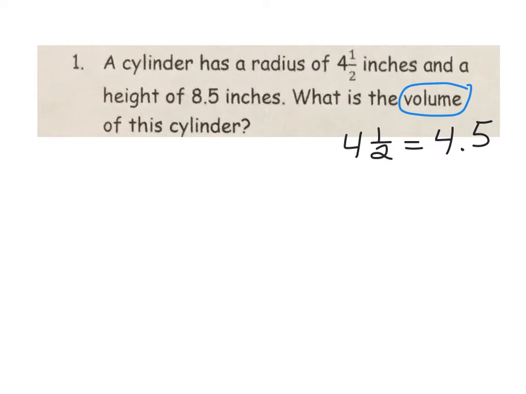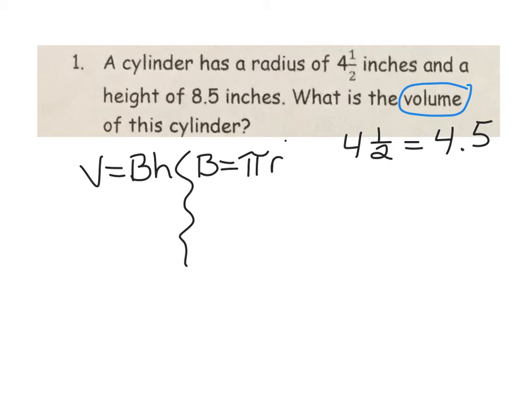Volume of a cylinder, remember, is volume equals area of the base times the height. But first, before we do that part, we have to find the area of the base, which is pi times the radius squared. All right, so make sure you're setting this up. That way if you get it wrong, we know where we can look and see what you might have done wrong. So just do those, and you'll be good on number 1.